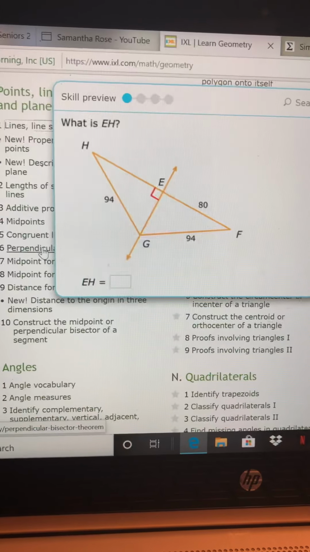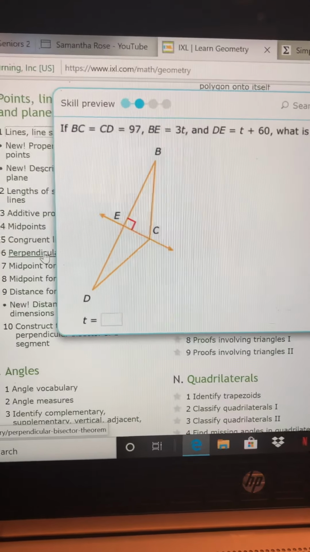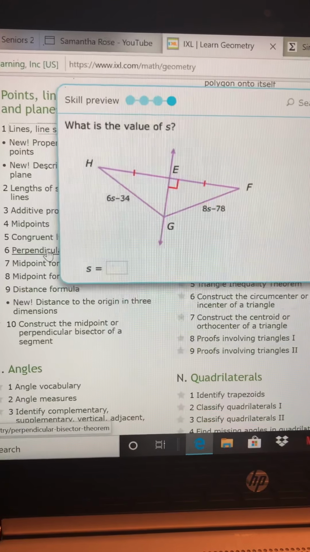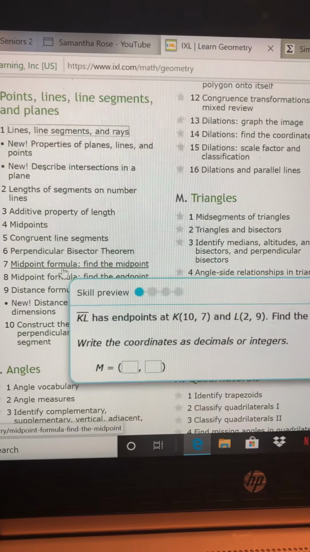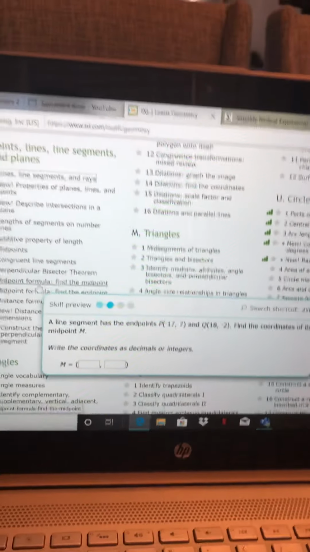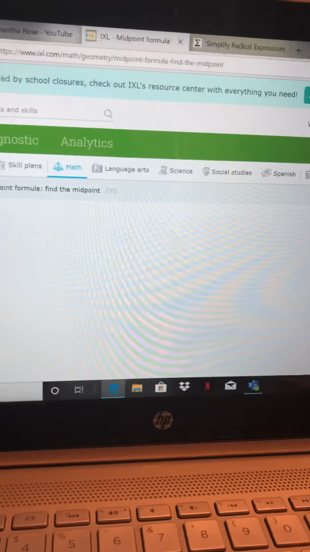Perpendicular bisector theorem, a bisector cuts something in half. And you probably figure that out if you've tried this. You've probably been able to figure these out without my help. But I think when we get to B7 is one where you may need help, maybe not. B7 is asking about midpoint formula.